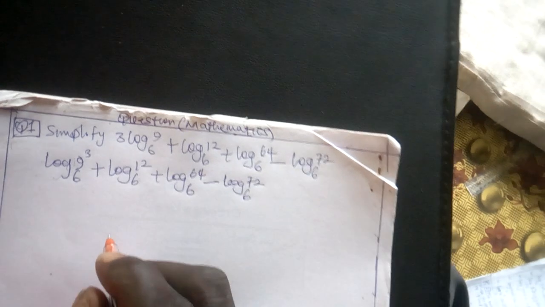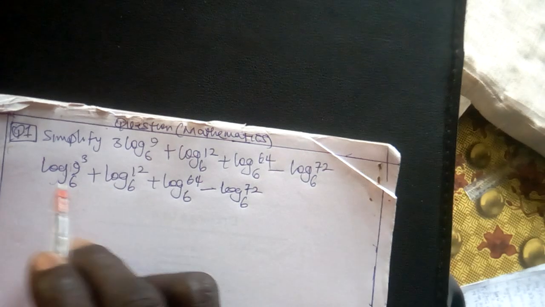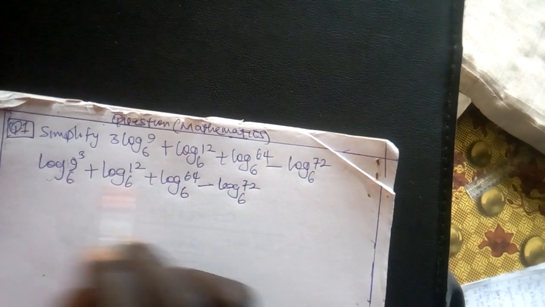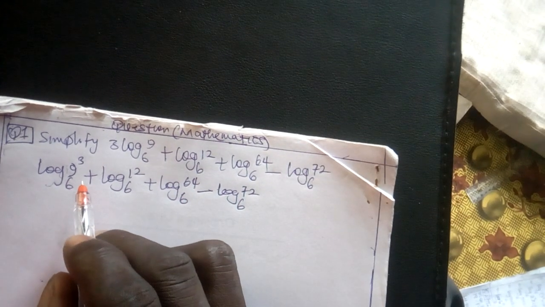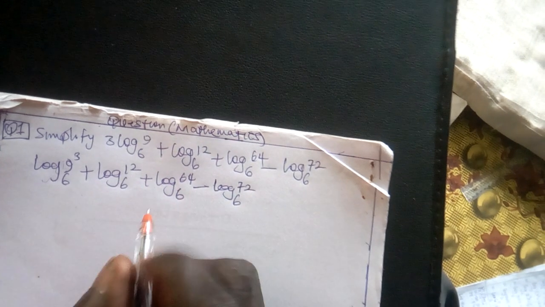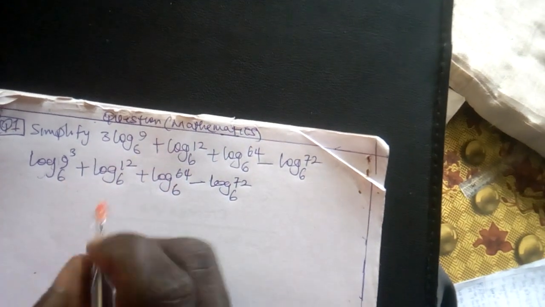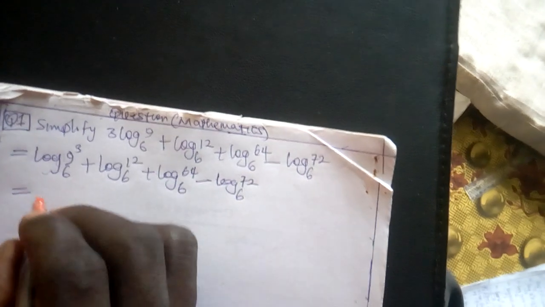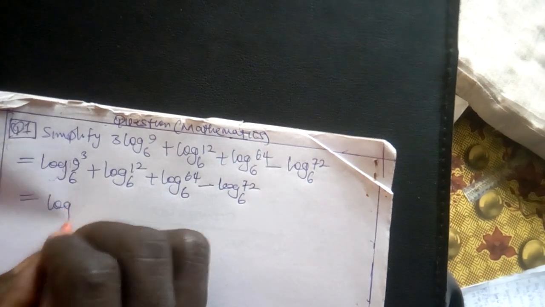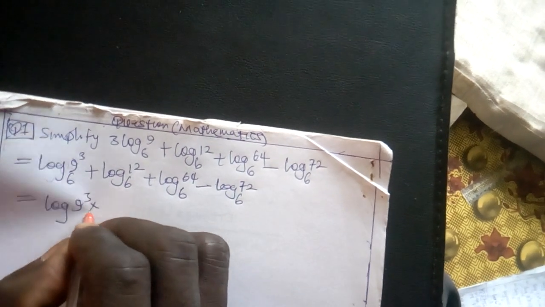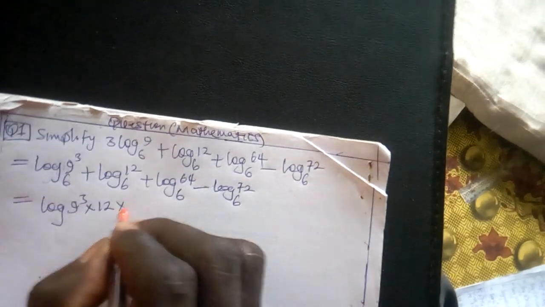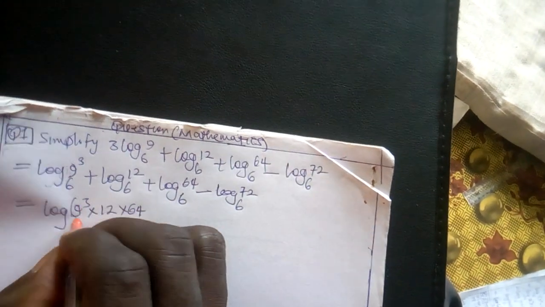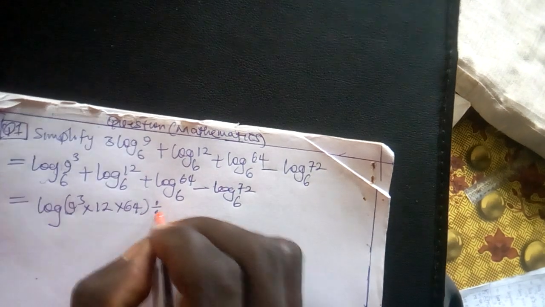For convenience, now, since all the logarithms, 1, 2, 3, 4, are in the same base, and we have the first 3 as addition and the last one as subtraction: addition leads to multiplication of the arguments of the log, subtraction leads to division. So the next step will be equals to the log of the bracket 9 raised to power 3 times 12 times 64, close the bracket, divided by 72.